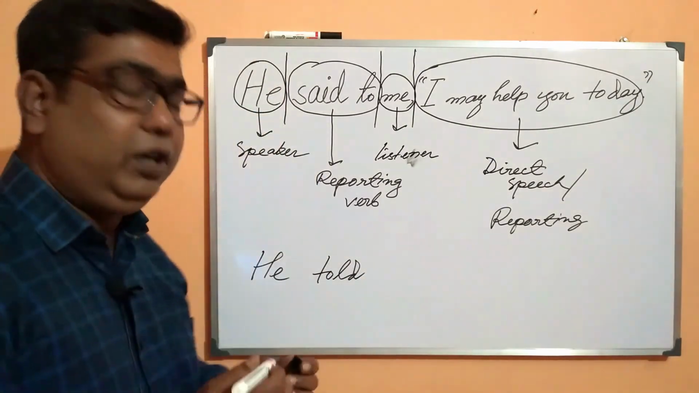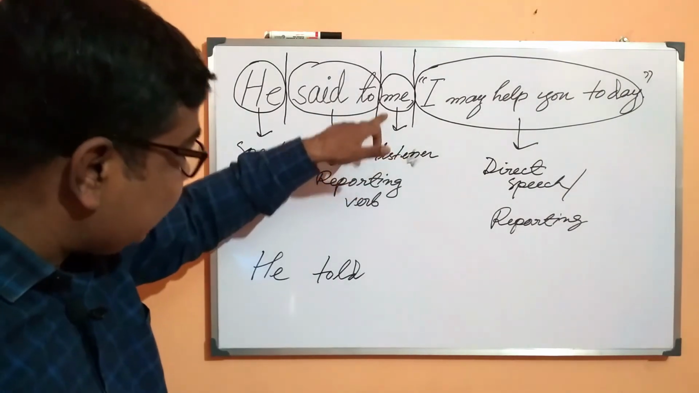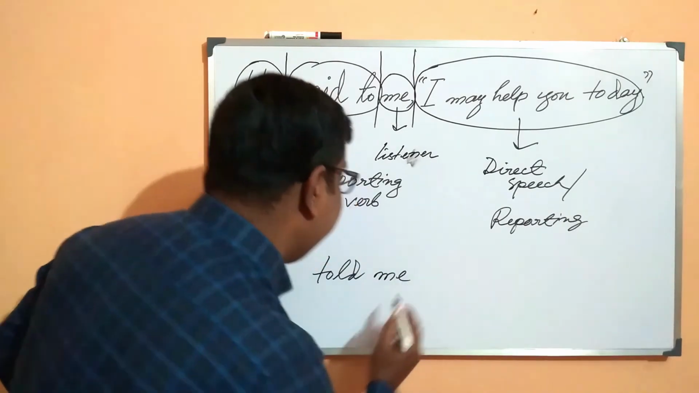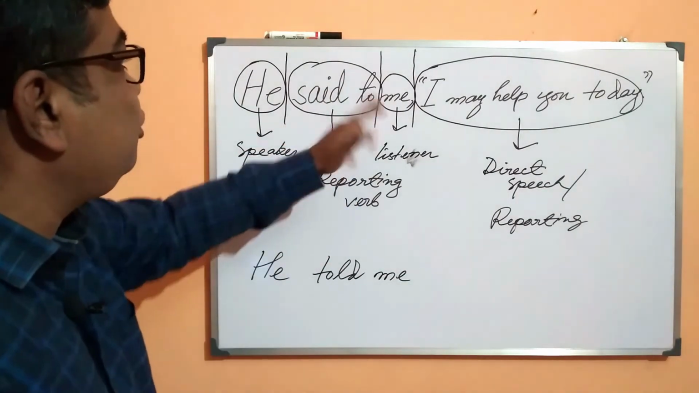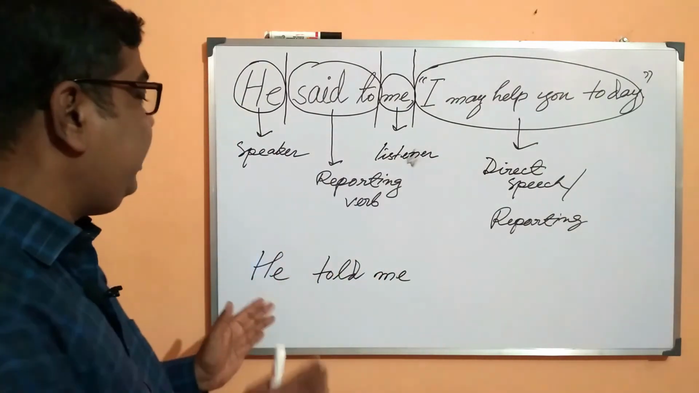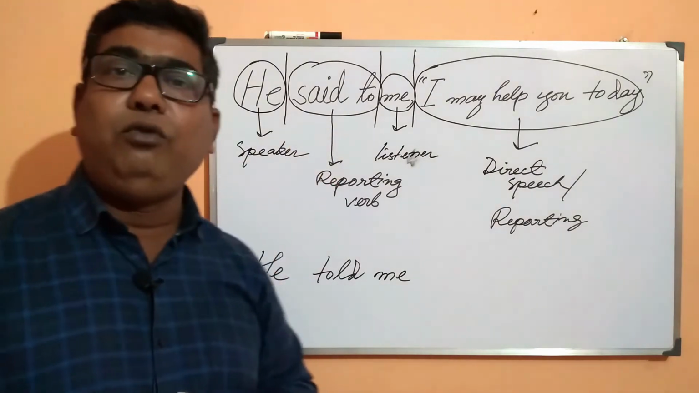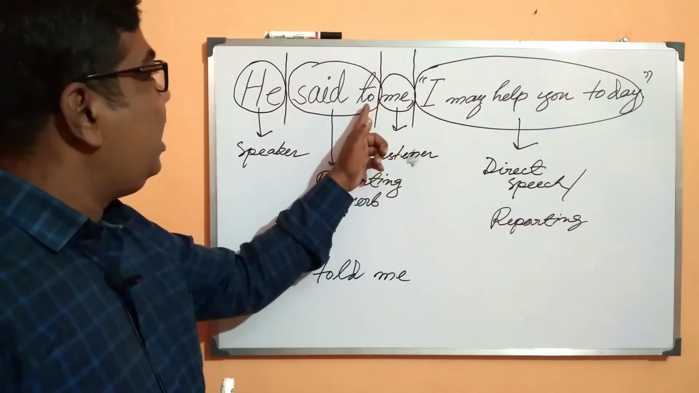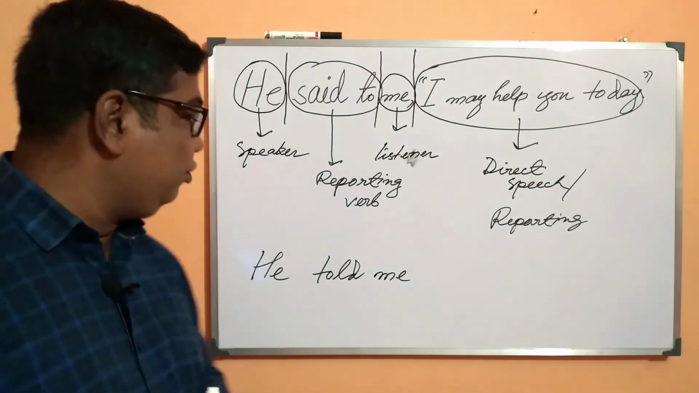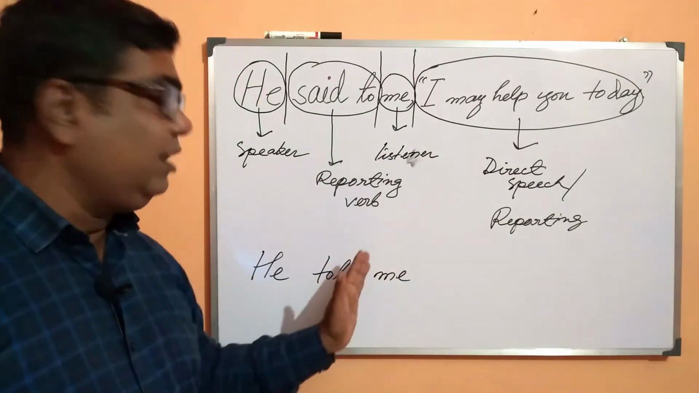Let us write told here. Now the listener me again has to be taken down. So we have taken down me. So he said to me has become he told me up to this. Now we all know we use the preposition to after said, but after told we don't use the preposition to if we have a listener there.